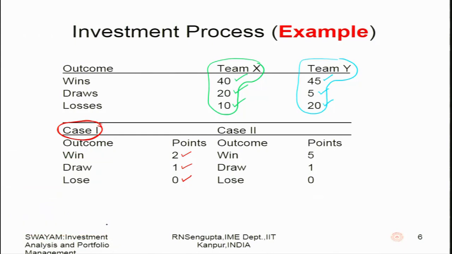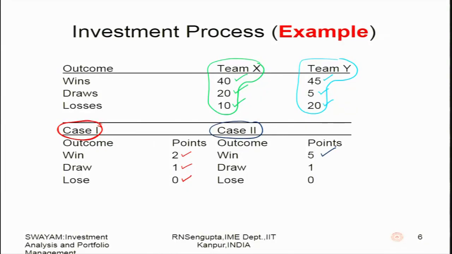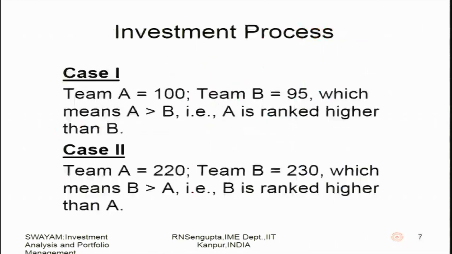Suddenly the second committee says no, there is an error, the ranking should be done like this. They say the win, draw and loss would give 5, 1 and 0. So for team X it would be 14 into 5, 20 into 1 plus 10 into 0, while for team Y it will be 45 into 5, 5 into 1 and 20 into 0. Obviously, the two ranking methods will give us two different scores. So, let us see that.